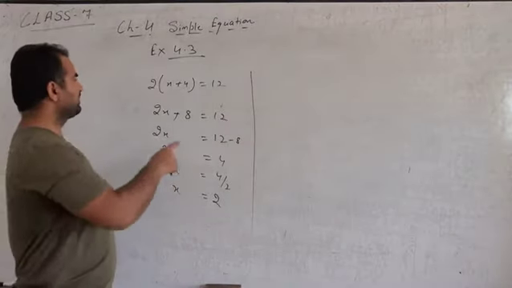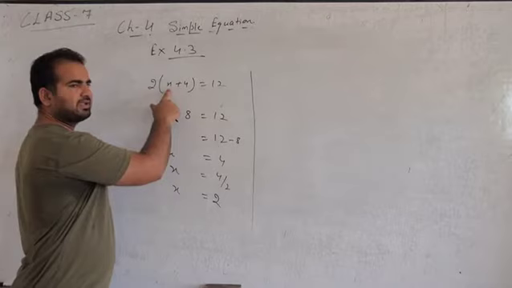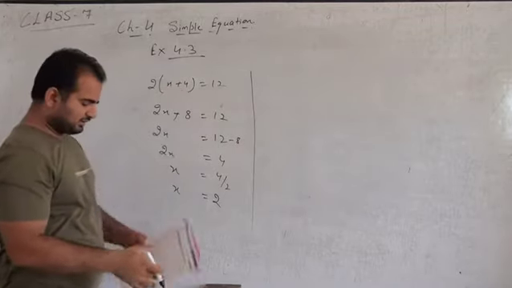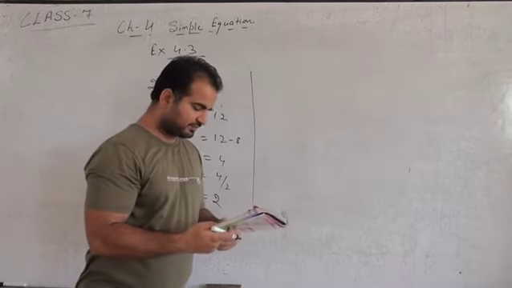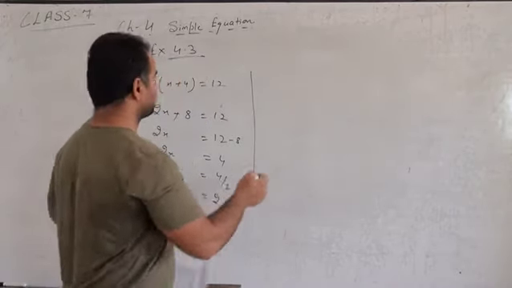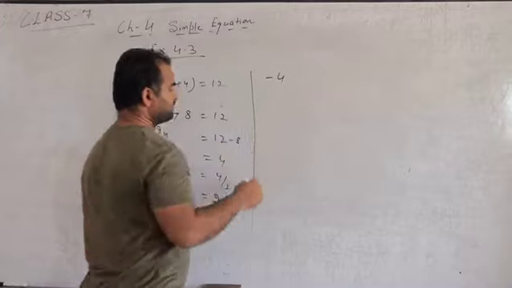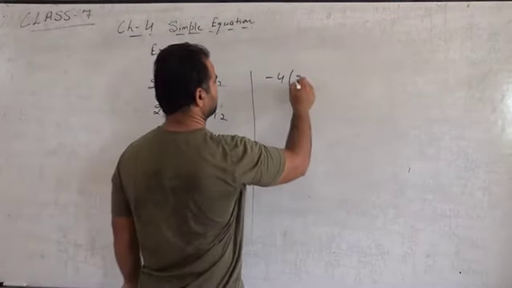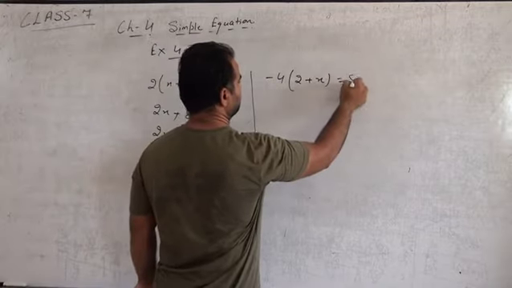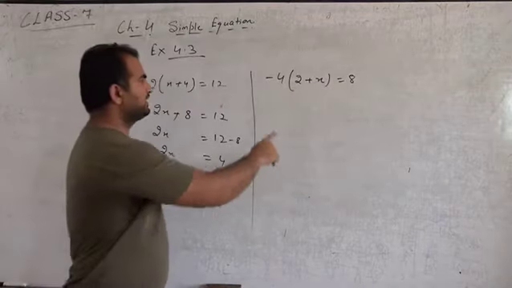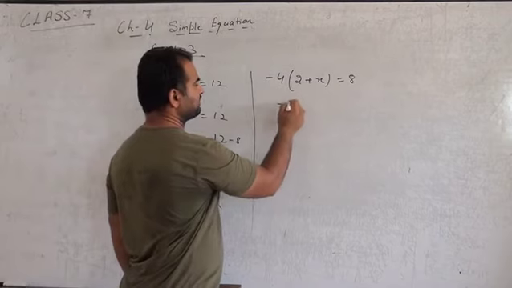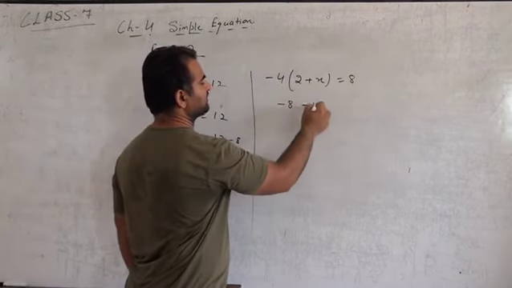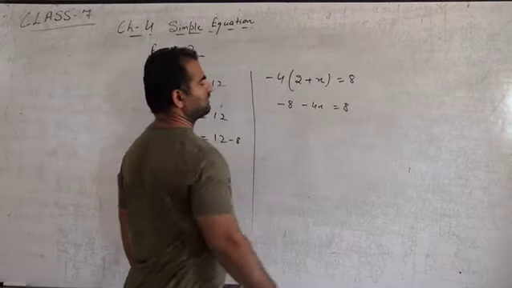You must know that 2 multiplied by x, and then we have to multiply this again by 4. Okay. So I am doing question number d, which is minus 4(2 + x) = 8. So minus 4 into 2 will be minus 8. Minus 4 into x will be minus 4x equals 8.